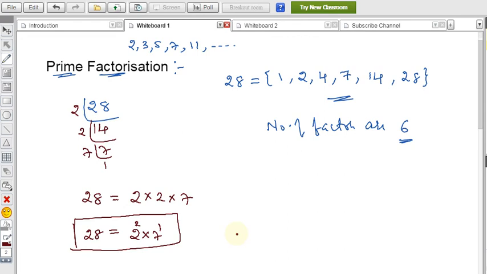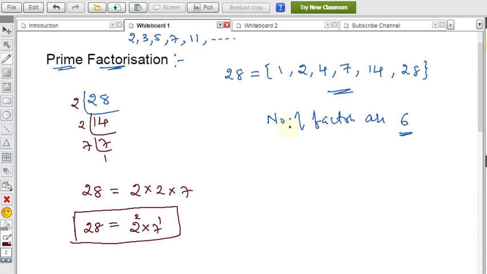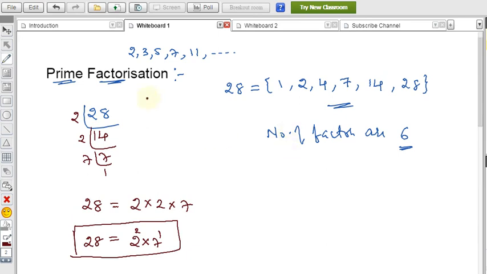Now this prime factorization notation you must know. Then only you can find out the number of factors. So let me take one more example for prime factorization, then explain how to find the number of factors.